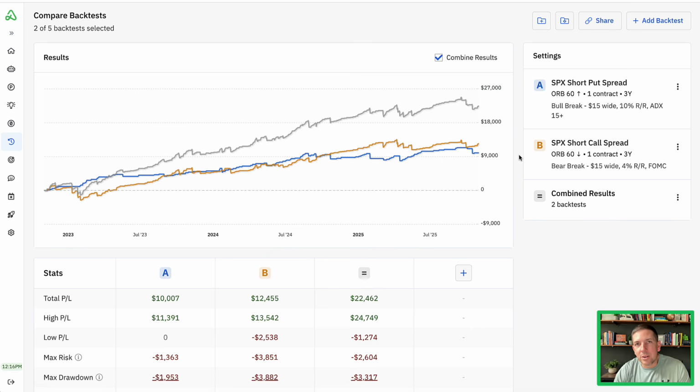But this is the process that I go through. Lots of testing, lots of variations, things that work, things that don't work, and ultimately might find something that I can turn on.